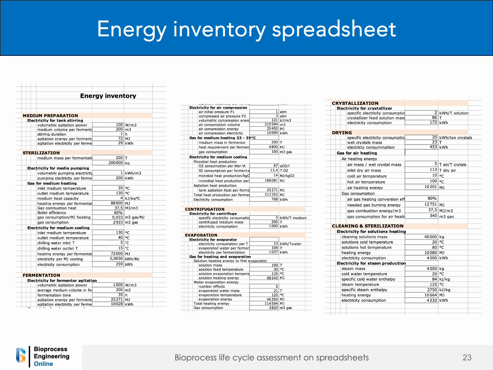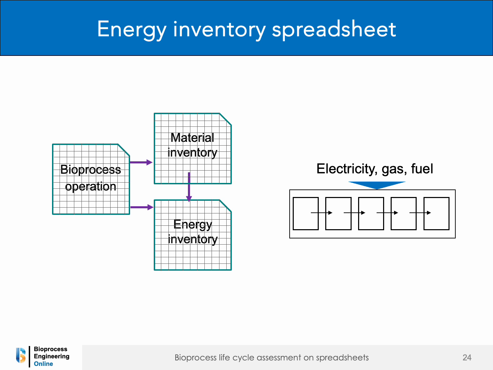The third spreadsheet in the LCA simulator is the energy inventory sheet. This sheet assesses the quantities of energy utilized throughout the various bioprocess unit operations. Utilizing the process parameters detailed in the bioprocess operation sheet, and the processed masses evaluated in the previous material sheet, the energy inventory calculates the energy consumption for each unit operation equipment. These operations consume mechanical and thermal energies, which can be supplied via electricity, gas, or fuel sources.